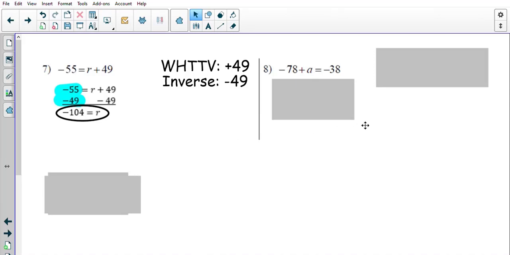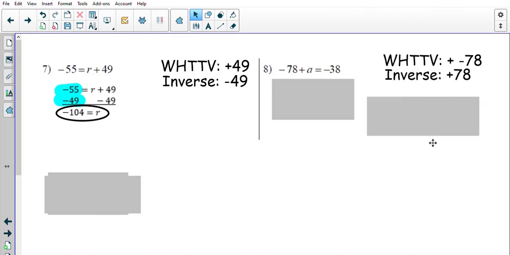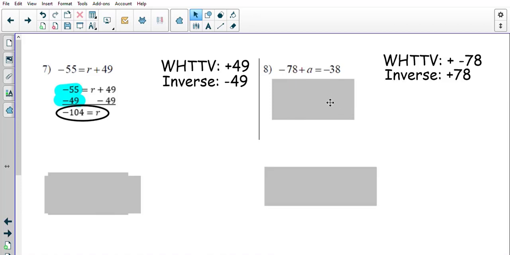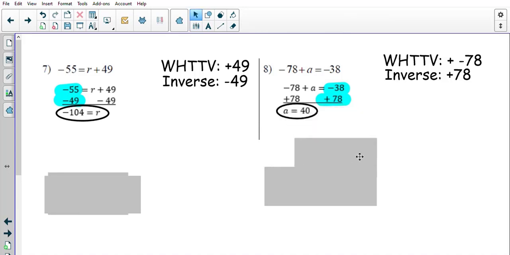Number 8, negative 78 plus a equals negative 38. What's happening to the variable is we're adding by negative 78. The inverse is to add a positive 78. So we'll do that to both sides. So on the left-hand side, this is going to cancel out. On the right-hand side, what you're plugging into your calculator is negative 38 plus 78. Again, negative 38 plus 78. And this is going to get us a equals 40.